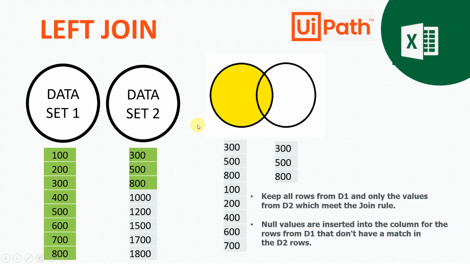So basically this is not 300 to 700, this is this entire data. So when we apply the left join, the common ones are provided at the top. So if you see, 300, 500, 800 are the common ones, and then 1 to 100, 200, 400, 600, 700, basically this entire data set is available plus the records which are common to both the data sets. So this is how we represent the left join in UiPath Studio.